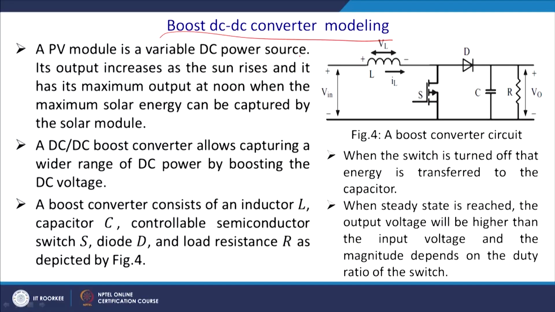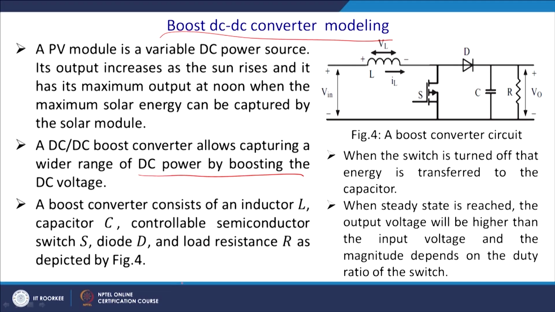A PV module is a variable DC voltage source. Its output voltage increases as the sun rises, and it has maximum output at noon when maximum solar energy can be captured by the solar module. A DC to DC boost converter allows capturing a wider range of DC power by boosting the DC voltage. A boost converter consists of an inductor L, capacitor C, controller, semiconductor switch S, diode D, and load resistor R as depicted in the figure.